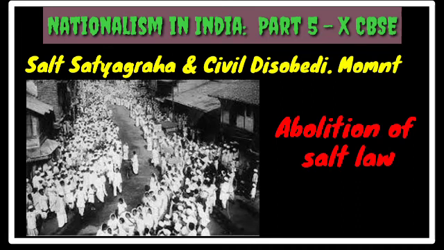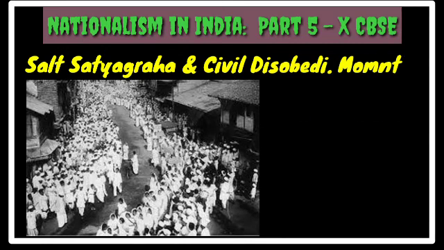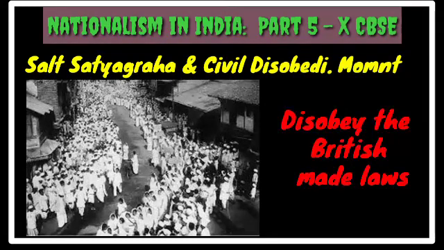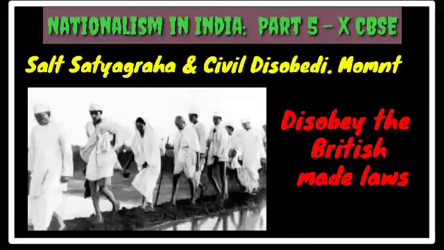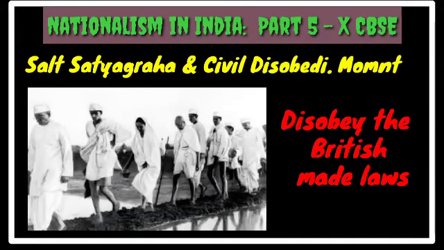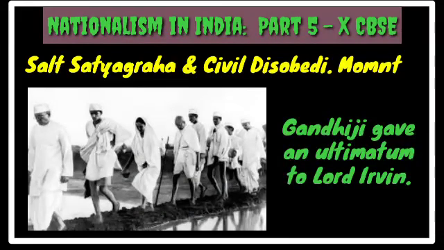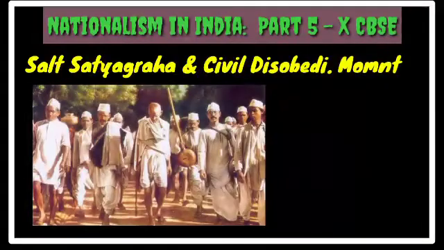So Gandhiji decided to violate this law as a part of the civil disobedience movement. Remember, civil disobedience movement means to disobey the British-made laws, whatever they are. So Gandhiji decided to start that movement by violating this salt law. Before that, he gave an ultimatum, a warning, in his letter to Viceroy Irwin. If his demand was not fulfilled, Gandhiji would launch the civil disobedience movement on 11th March 1930. Lord Irwin was not ready to negotiate with Gandhiji or to accept the demands. So Gandhiji started the civil disobedience movement with his famous Dandi March.